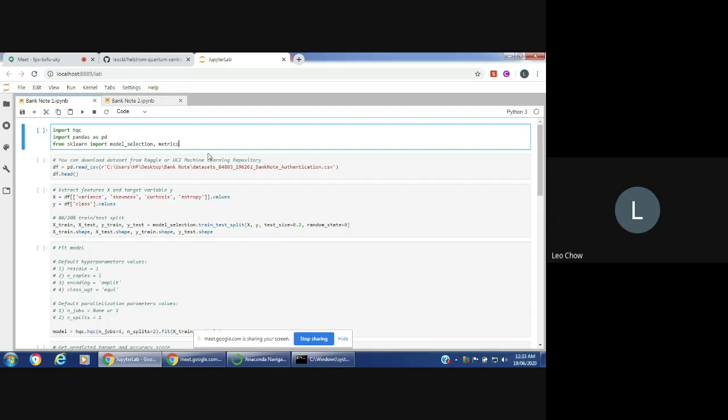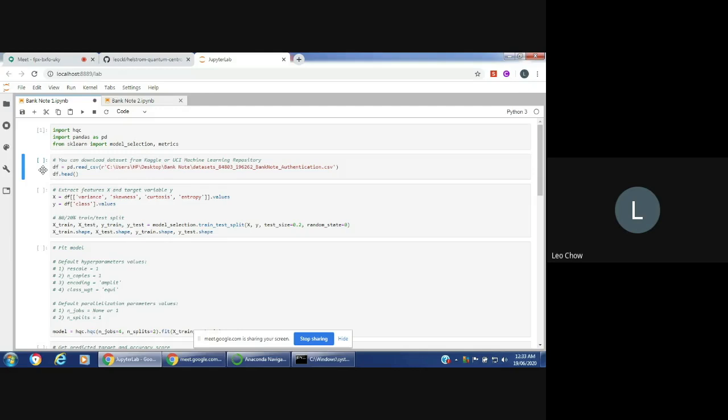For this tutorial, I'm going to use the banknote dataset, which is pretty much a standard machine learning dataset, which classifies between a real banknote and a forgery banknote. So it's pretty much standard. First of all, I should have imported the libraries. Once you've imported your libraries, I'm just going to read in my dataset.